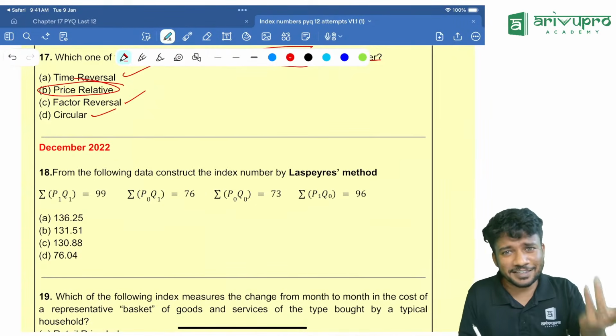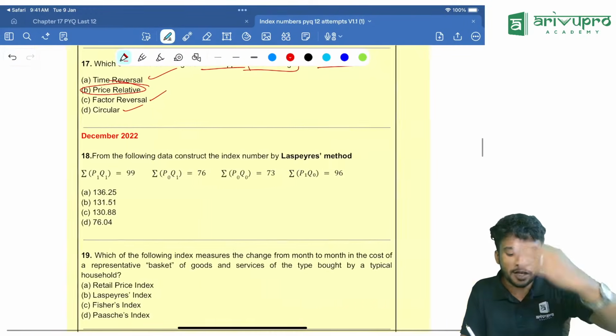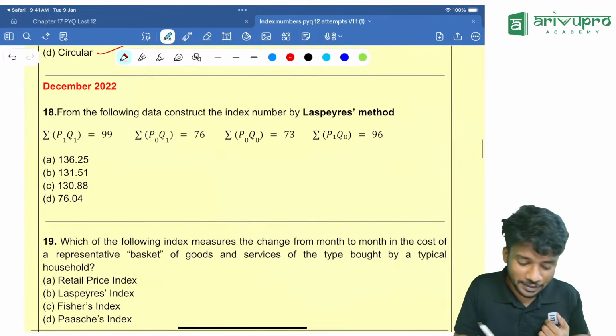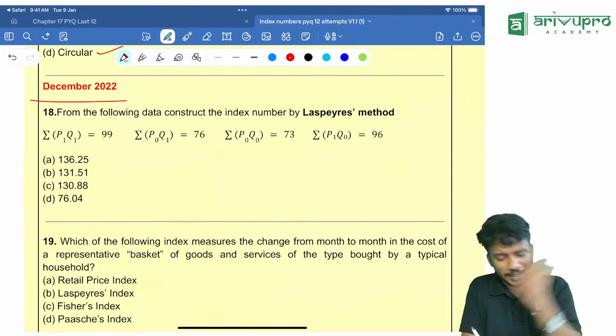So see this, in this attempt, it was very easy to get the answer. There were only direct questions. Correct? There is no problem over there. Now coming to the December 2022, people.